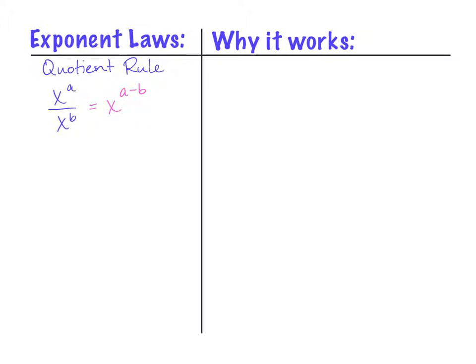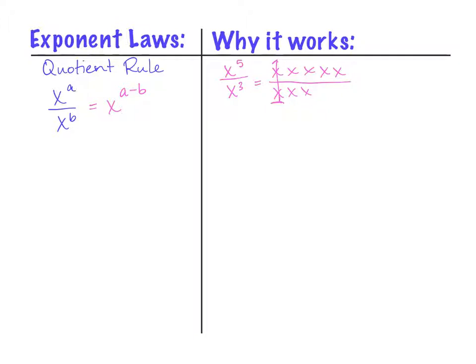So if I have x to the 5th over x to the 3rd, and I expand that out, I've got x times x times x times x times x. So that's x to the 5th on the top, x to the 3rd on the bottom. Then what happens is each of these pairs starts to divide out. And the reason it divides out is anything divided by itself is always going to give us 1.